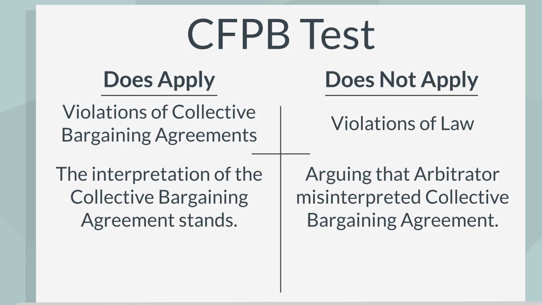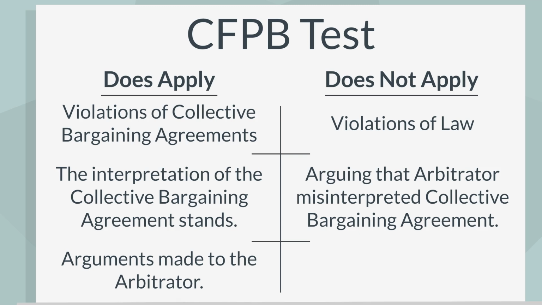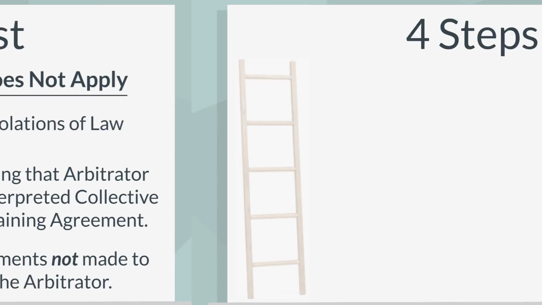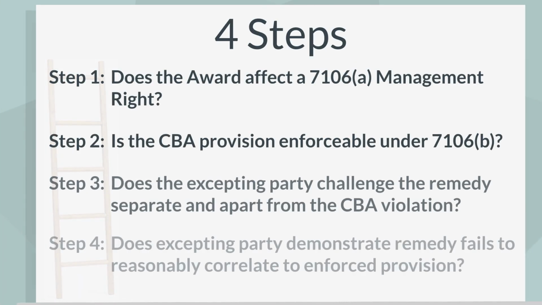If a party wants to challenge the arbitrator's contract interpretation, then they must separately argue that the award fails to draw its essence from the agreement. Third, the authority will not consider arguments that a party could have made but did not make to the arbitrator. With these three caveats in mind, let's turn to the 4 steps of the CFPB test.